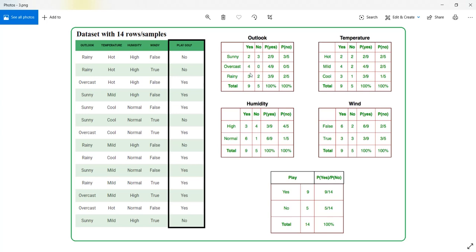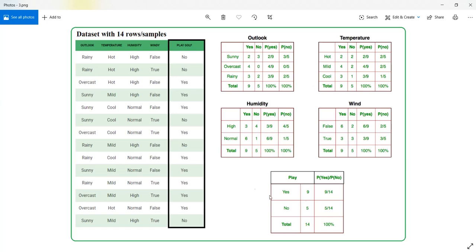Here the frequency table and the likelihood table are merged, and this descriptive feature outlook is not written here, it is at the top of this table. These are the frequency table and this is the likelihood table for this one. Similarly for the temperature descriptive feature, this is the frequency table and this is the likelihood table. Similarly for humidity, and similarly for the wind descriptive feature, this is the frequency table and this is the likelihood table.